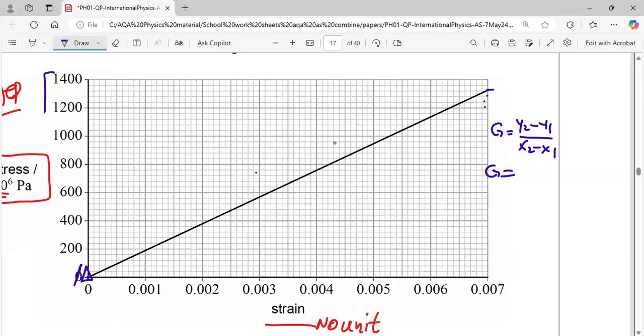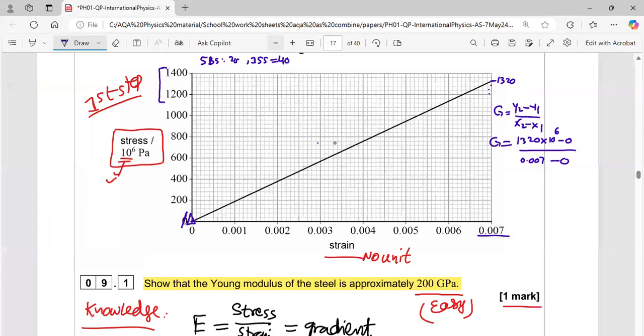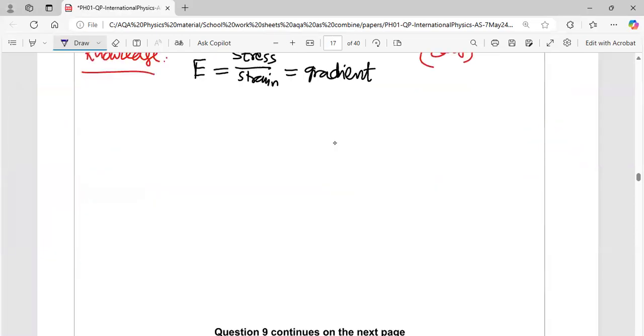And from here, if you look at the values, 5 big squares represent 200. So one small square represents 40. So it means 1200, 1240, 1280, and 1320. So this is 1320, but don't forget to include this 10 to the power 6 there. Y1 is 0, so just forget that. And over here, it is 0.007 and then 0. So you got your gradient. This is the way to look for the gradient.